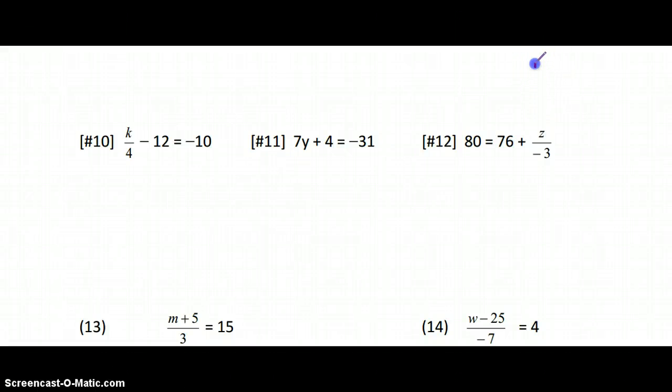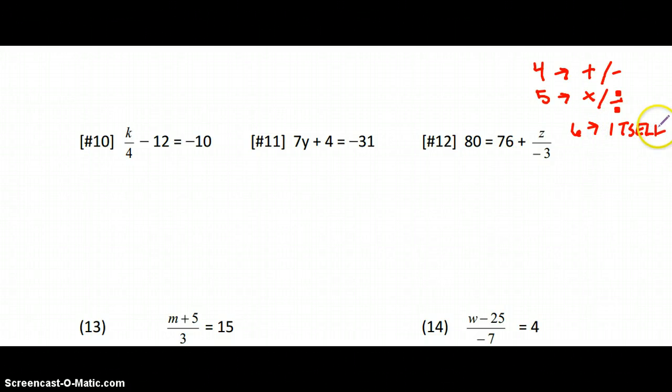Remember, step 4 is that opposite of adding and subtracting. Step 5, the opposite of multiplying and dividing. And step 6 is all by itself. We need to get that variable all by itself. That is supposed to be a K. There we go. 10 looks funny, but don't let it freak you out.